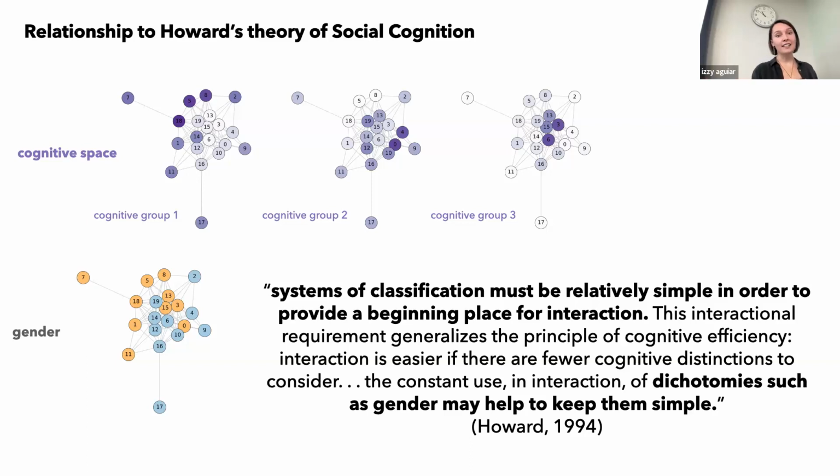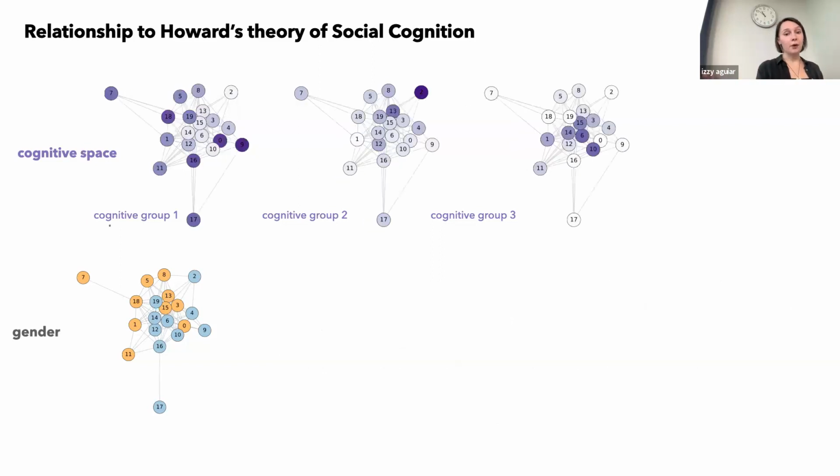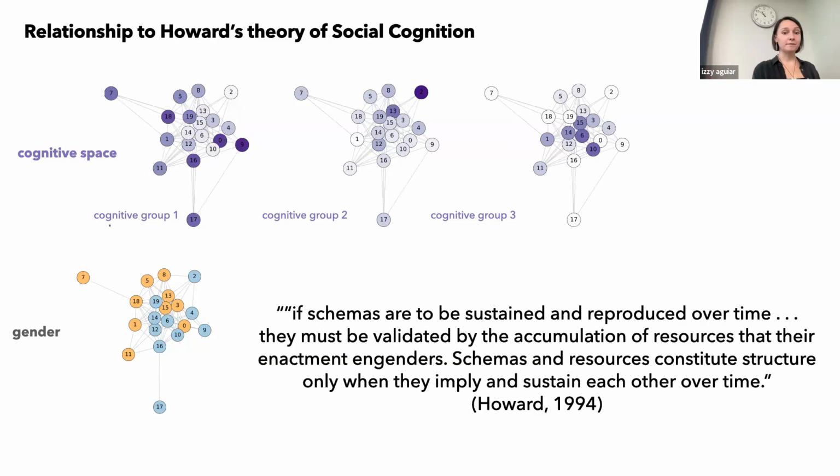So her theory of social cognition can even explain that we see that in the first week, students are relying on these easy rules according to their gender to recall their network, which becomes a lot more complicated by the last week. And even then, she says, if schemas are to be sustained and reproduced over time, they must be validated by the accumulation of resources that their enactment engenders. Schemas and resources constitute structure only when they imply and sustain each other over time.